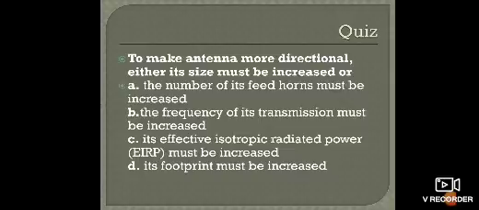So in order to make the antenna more directional, either its size must be increased or what? The correct answer is the frequency of its transmission must be increased. That means in order to make the antenna more directional, either its size must be increased or the frequency of its transmission must be increased. So this is the correct answer to this question.